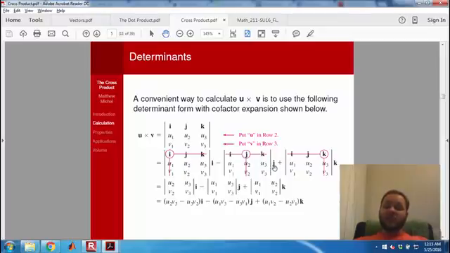If I want to find the j component of my new vector, it's going to be the negative of this, if my leftovers are U1, V1, U3, V3, and this right here. If I want the k component, I take what's left after I cross out everything in the same row and column as k. Notice there's a negative sign in front of the j. And then I do what's known as the determinant of the 2 by 2.